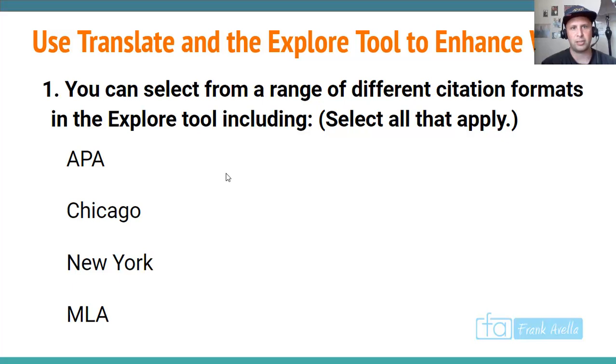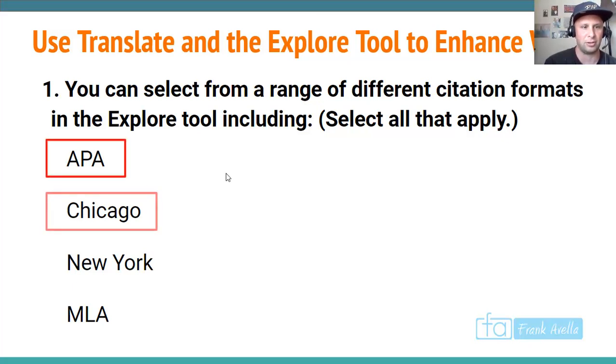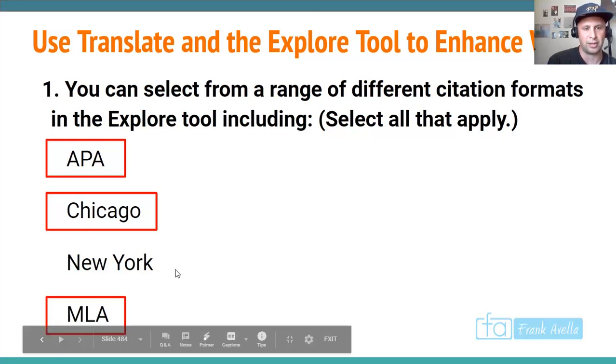All right, you can select from a range of different citation formats in the Explore tool, including... All right, so what do we say, right? You could definitely do APA, Chicago, MLA. They didn't mention New York. I don't know anybody that uses it.